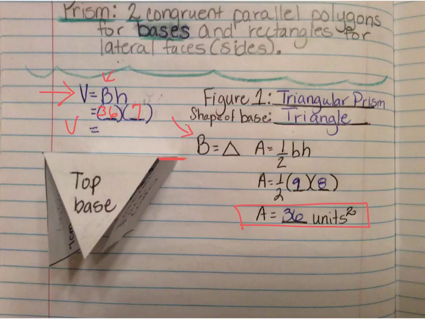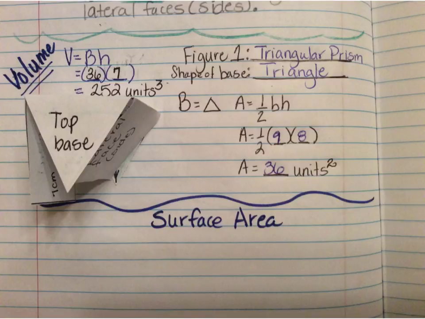volume. And remember, volume is in cubic units. Okay, so make sure you put that right there. Okay, so we just found the volume, and that should have been 252 units cubed. Remember, volume is what goes inside. How much can we fill that prism with?